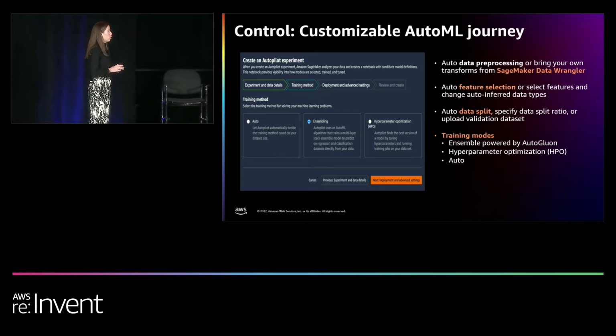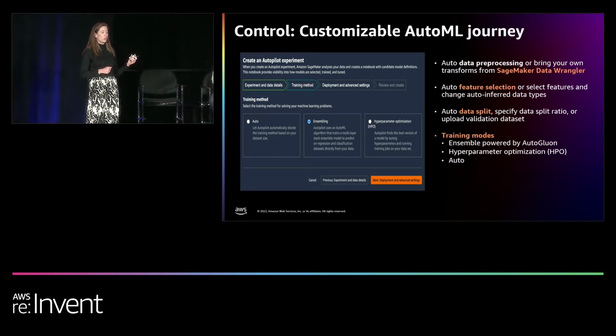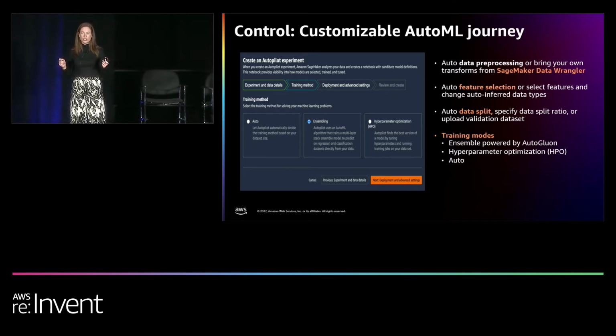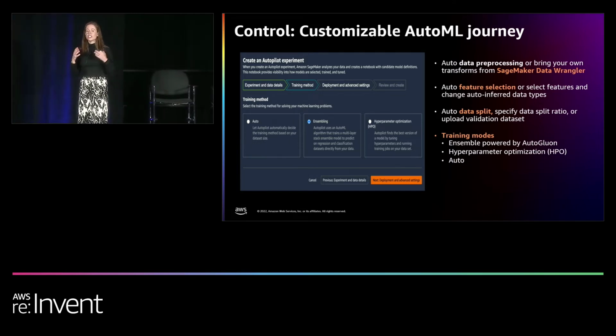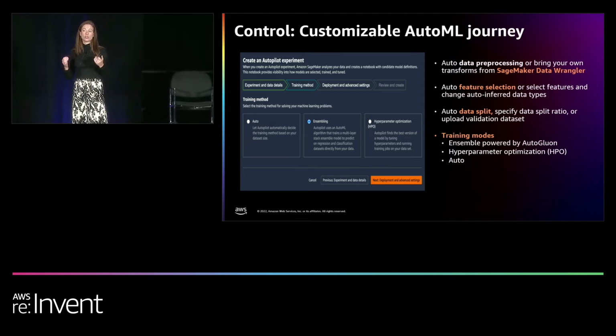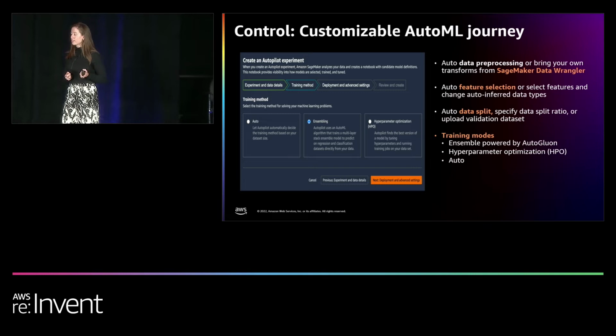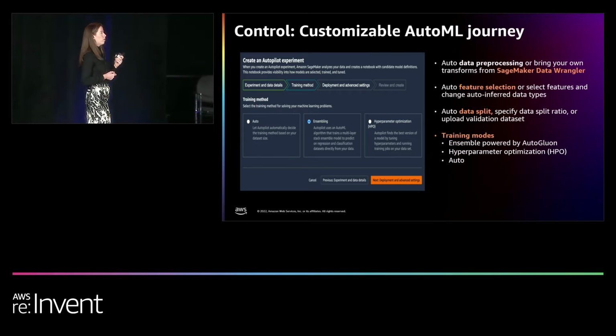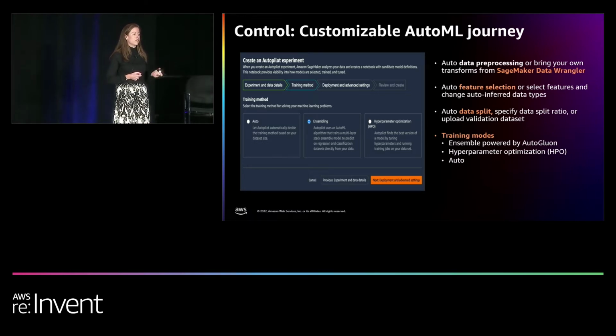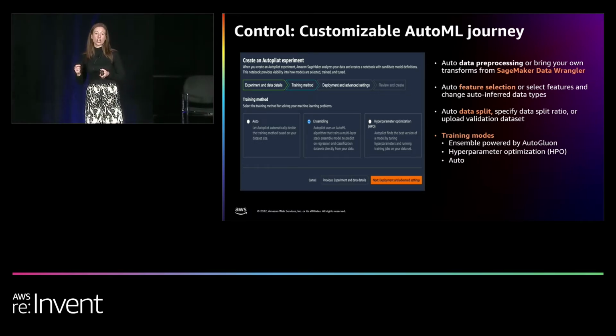We have two training modes: Ensemble, powered by AutoGluon, and Hyperparameter Optimization, or HPO. We see comparable model performance across both of these training methods. However, we do see that for smaller data sets, ensemble training jobs complete significantly faster than HPO training jobs. So if you had a data set of about 1 megabyte, an ensemble training job would finish in approximately 15 minutes, whereas an HPO training job would finish in about 120 minutes.